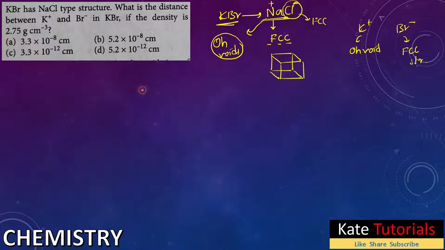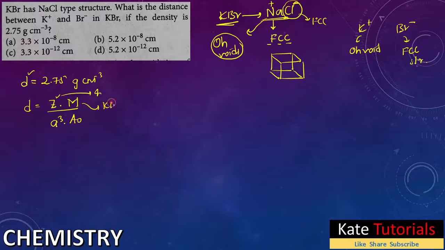So let us see. They have given the density, 2.75 gram per centimeter cube. We know that in solid state, density is Z, the number of atoms per unit cell, into molar mass M, upon a cube into Avogadro's number. So we know density. We know Z. For FCC, Z will be 4. Molecular weight of KBr we can find out.